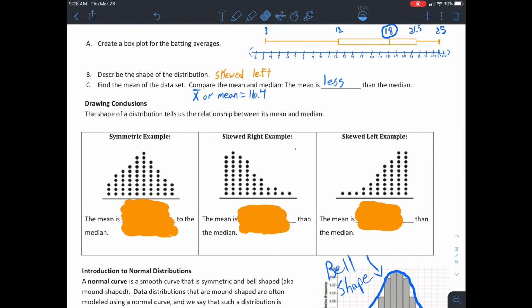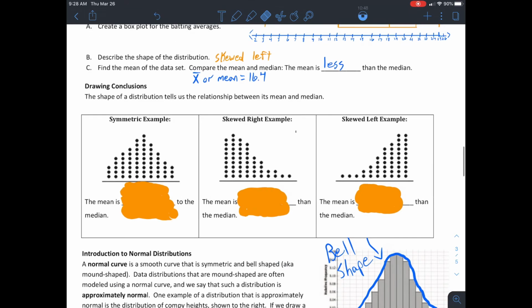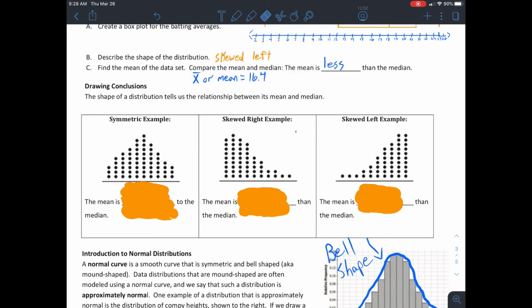So what conclusions can we make about the shape of our data and the center of our data? Well, if it's a symmetric example, like we said earlier, it's more appropriate to use the mean, because the median in a symmetric example should be about equal to the mean. In a skewed right example, the mean is often greater than the median.